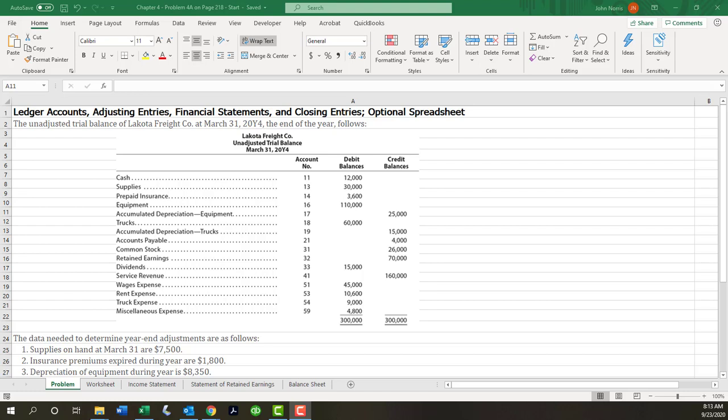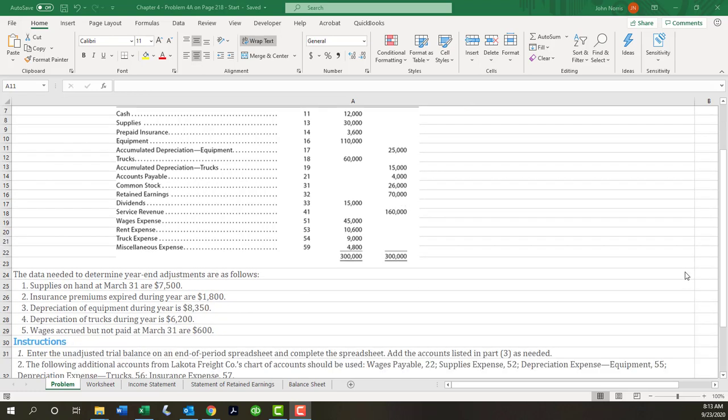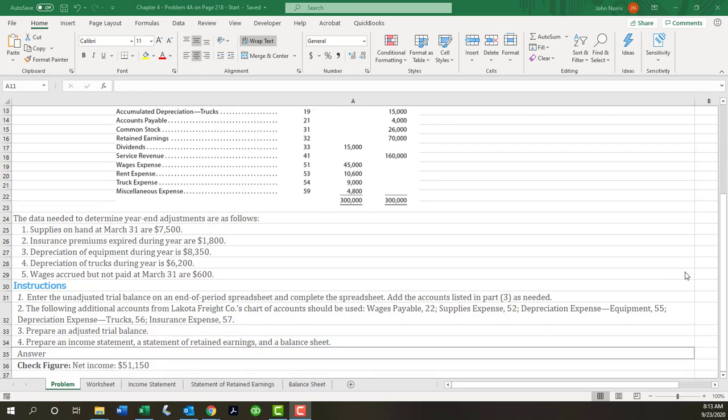This is problem 4-4A on page 218. On this one, the unadjusted trial balance of Lakota Freight Company at March 31st, 2014, the end of the year, is as follows. It gives you 5 pieces of data to do year-end adjustments. You're to enter the unadjusted trial balance on an end-of-period spreadsheet and complete the spreadsheet.